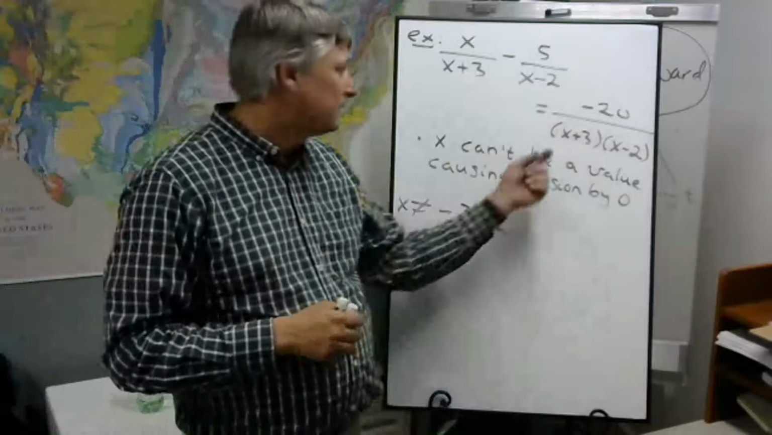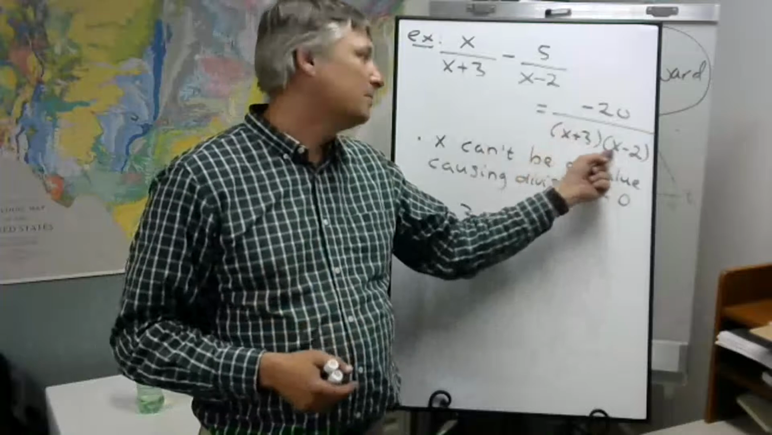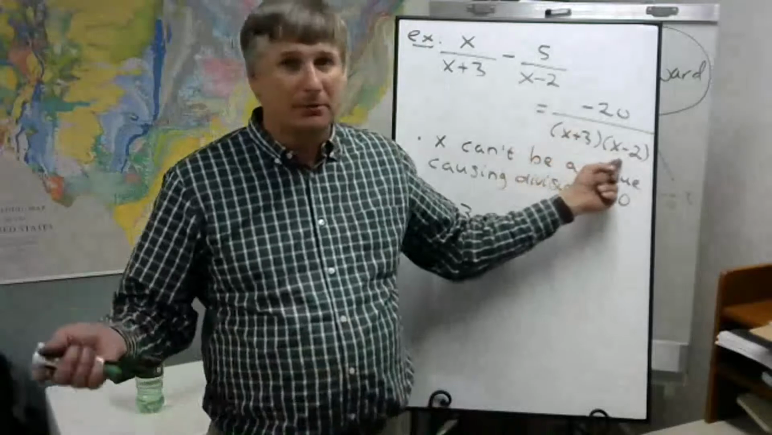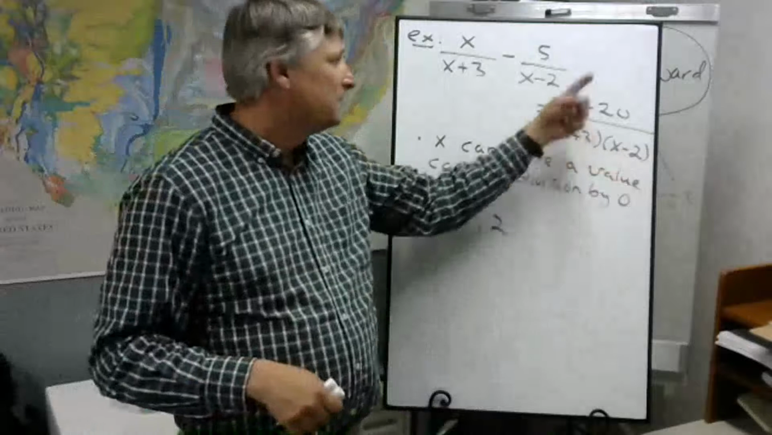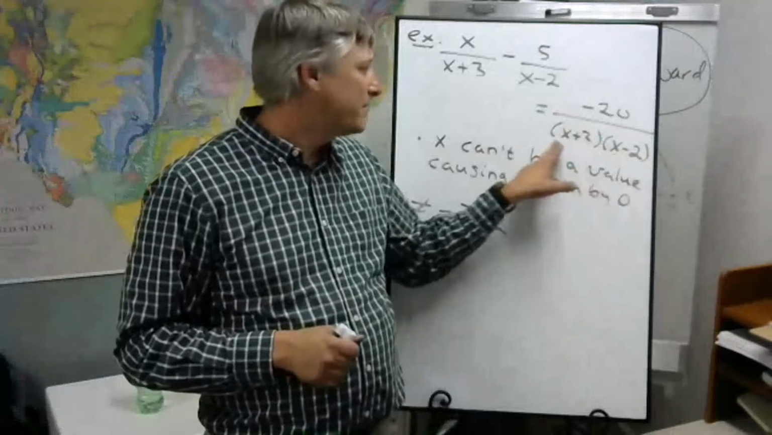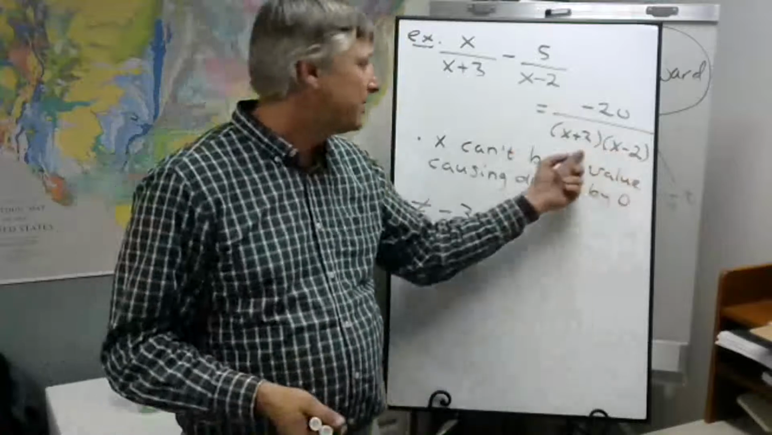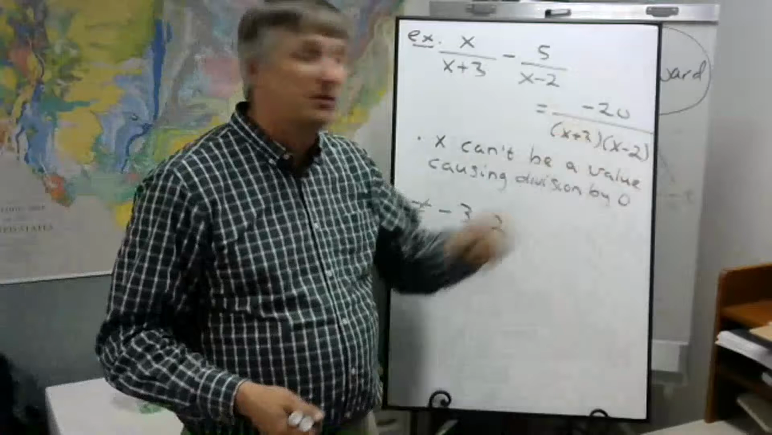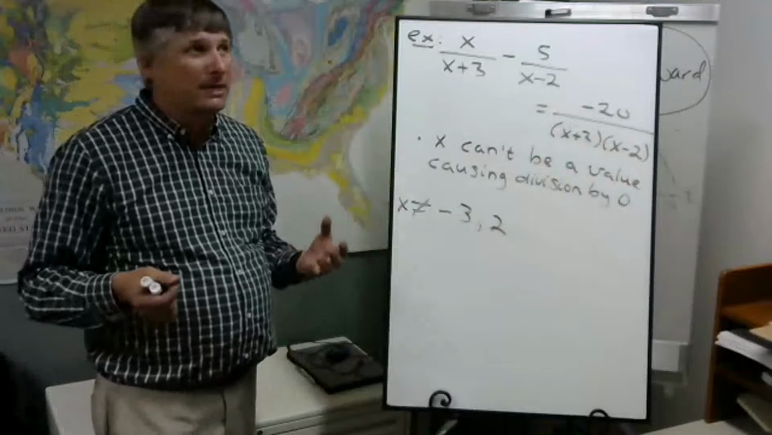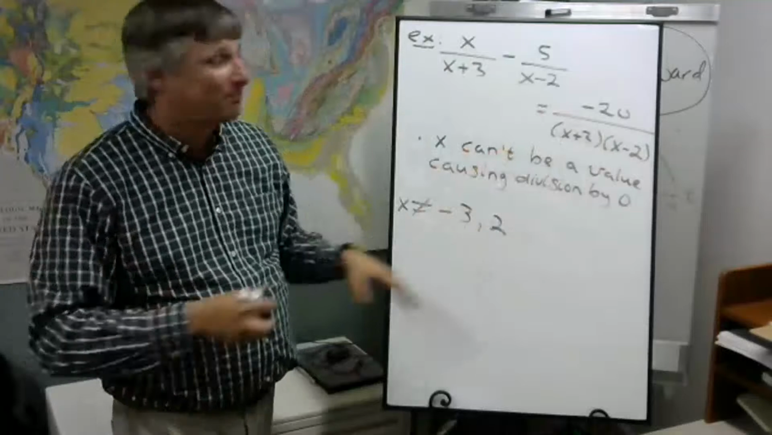Same story over here. If x is -3, -3 plus 3 is 0. 0 times, I mean, it'll be -3 minus 2, but it doesn't matter. This is 0. 0 times whatever this number is makes everything 0. Get division by 0. So again, we can't do -3. Same with x is 2. Doesn't matter what the 2 plus 3 is, 5. 2 minus 2 is 0. 0 times this is 0. Get division by 0. So again, x cannot be 2. So one of the questions that comes up in this section is, can you identify which values x cannot be?